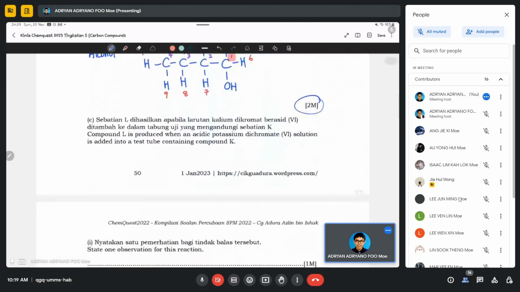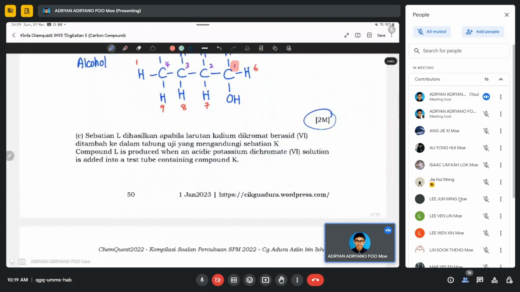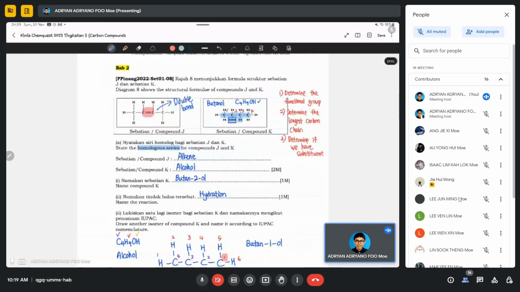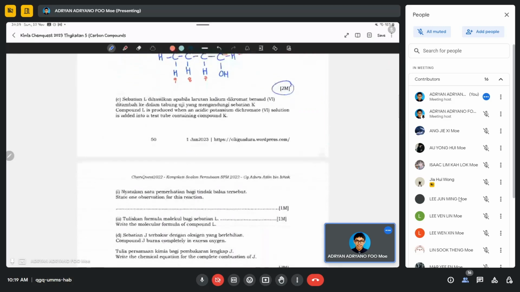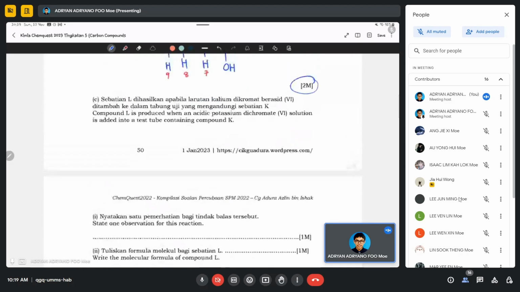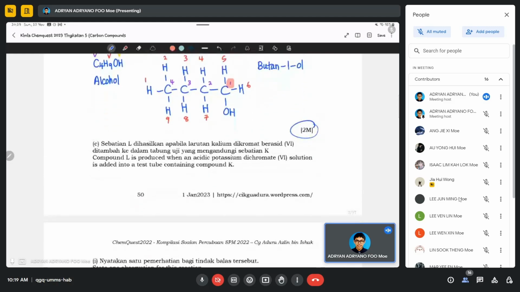Okay, let's see. Compound L is produced when an acidic potassium dichromate(VI) solution is added into a test tube containing compound K. Compound K is alcohol. Okay? So state one observation for this reaction. Okay, so when the alcohol, what happened? When I add acidic potassium dichromate(VI) into alcohol, what happened?